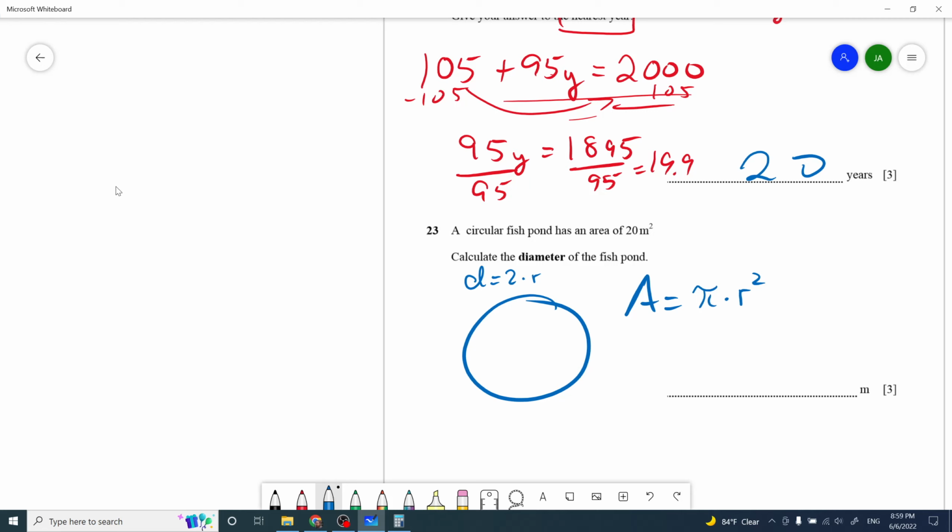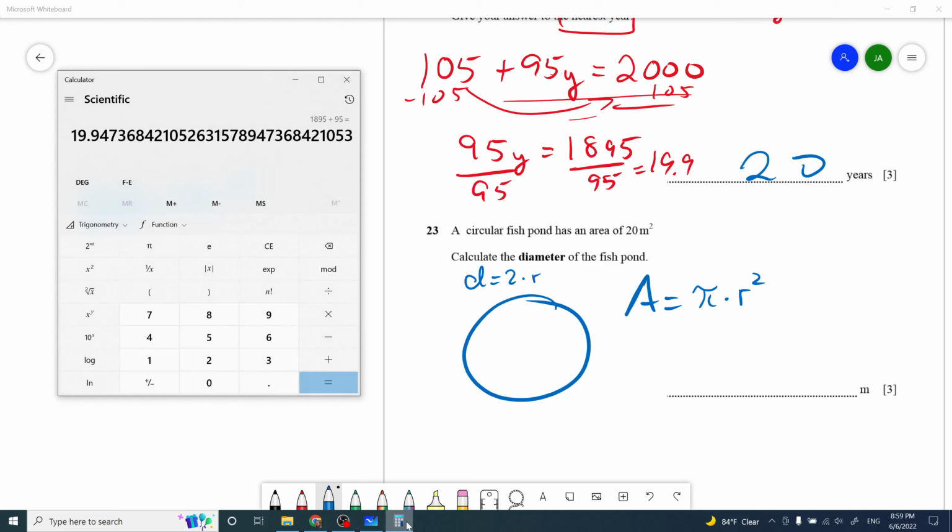So we do know that the area is 20. We can find out the radius. So we're going to take 20 divided by pi. So we'll take 20, you can divide it by 3.14. If you're using a scientific calculator, you can even use the pi button, which is going to give us this really, really ugly number. Okay, so we're going to have 6.366.